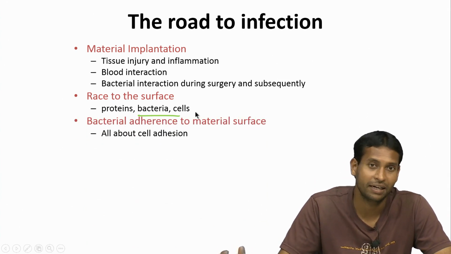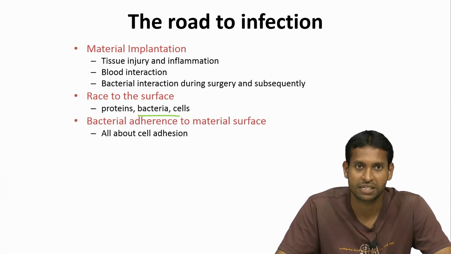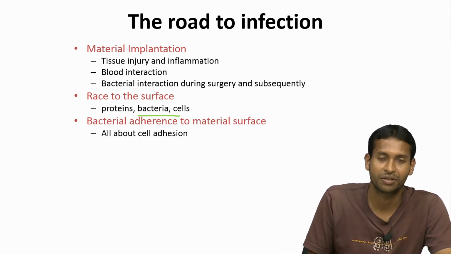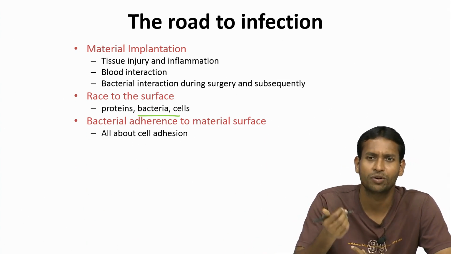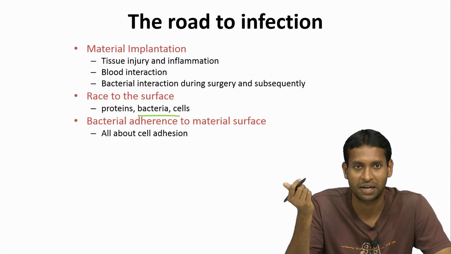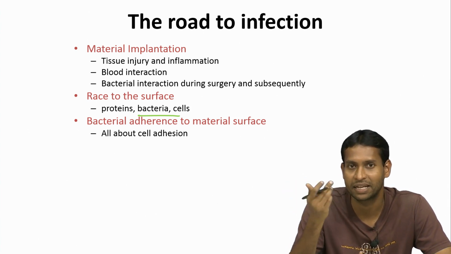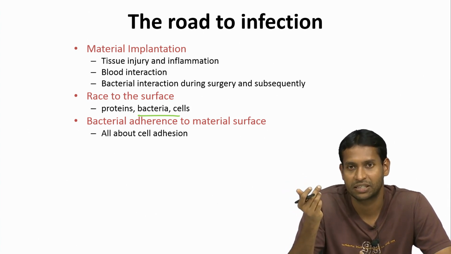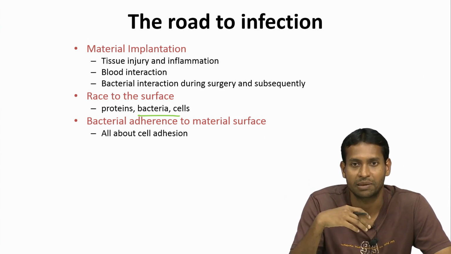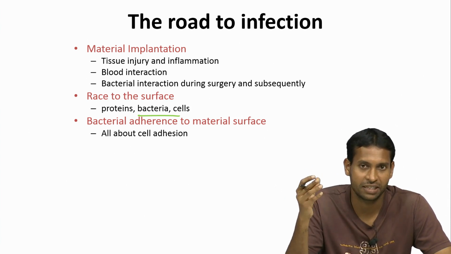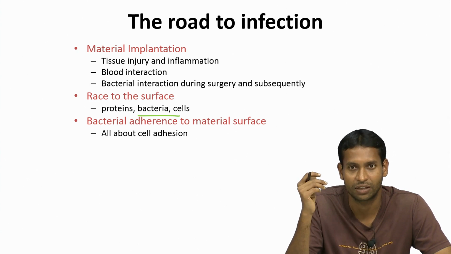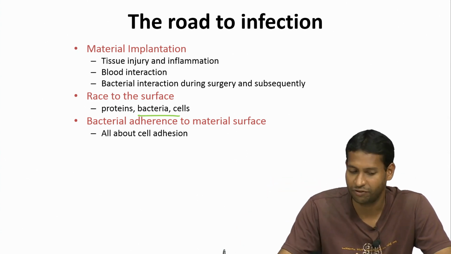So, let us say if the bacteria do win this race, which happens in a few cases, then the bacteria adhere to the material surface, which is very similar to all cell adhesion. Whether it is mammalian or bacterial, obviously the receptors and the mechanisms are a bit different, but it is essentially about having some sort of bond formed with the surface, either through a protein layer or directly, and that causes the bacteria to adhere to that material surface.